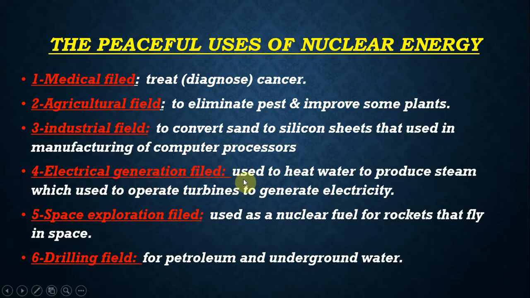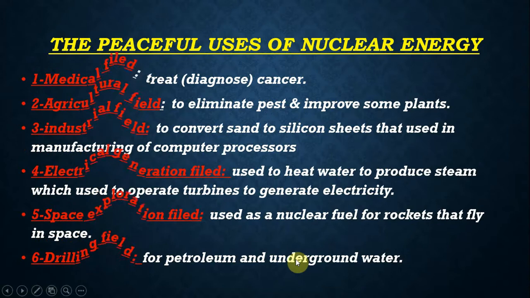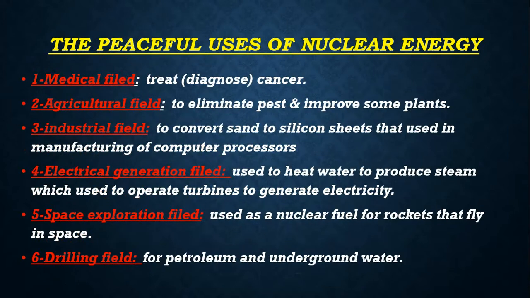In the electrical generation field, I heat water to produce steam, and I use this steam to operate turbines and generate electricity. Instead of using a normal fuel, we use a nuclear fuel. It is also used for space exploration, and in the drilling field we use it for petroleum and underground water exploration. This is regarding the peaceful uses of nuclear energy.